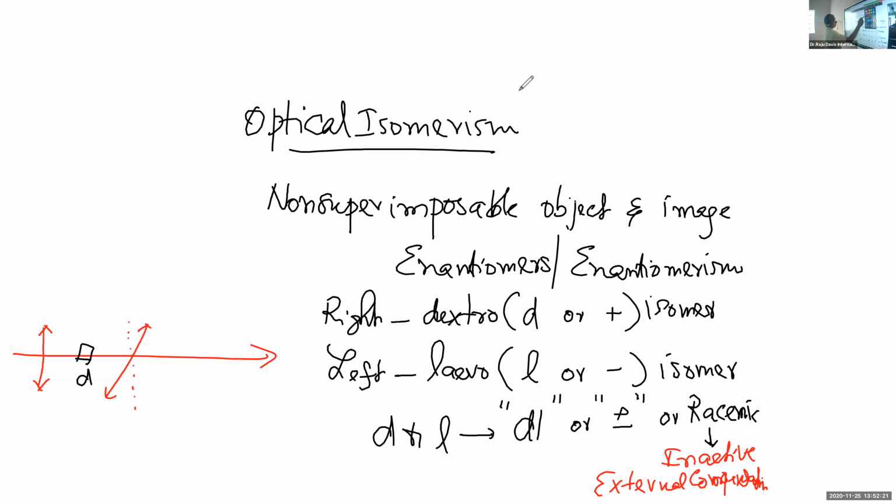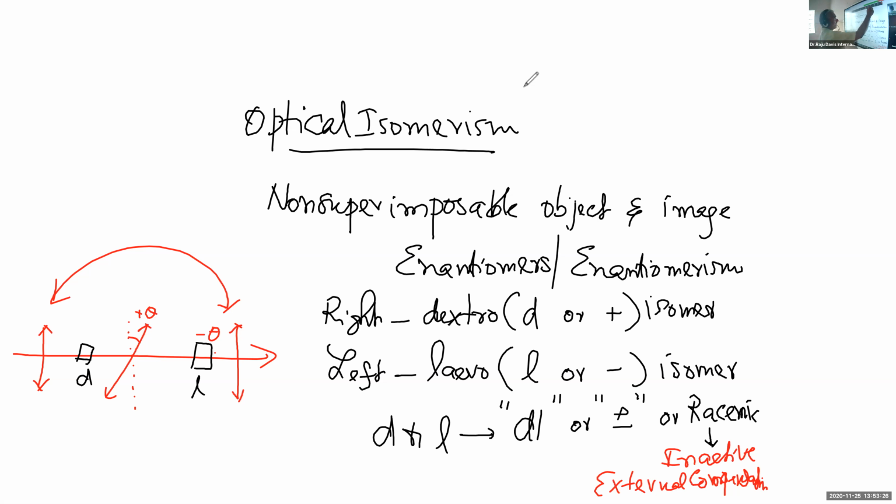Now, this light passes through the L isomer. Then what happens? This rotated light is again rotated to the left side by the same angle. So what will happen to the emergent light? Here it is rotated to plus theta. And that light is again rotated to minus theta. So it comes to the original plane. Got it? So there is an external compensation, compensation outside the molecules. And the DL form, racemic form, is optically inactive due to external compensation.